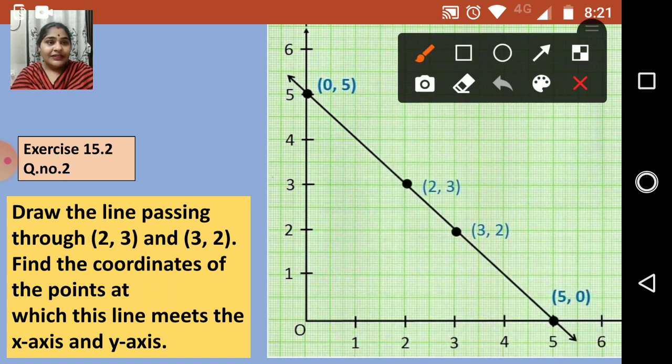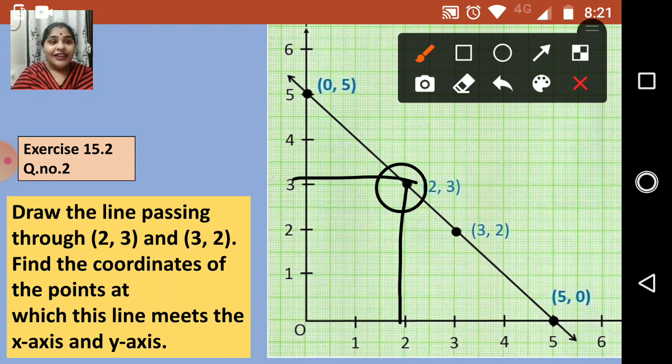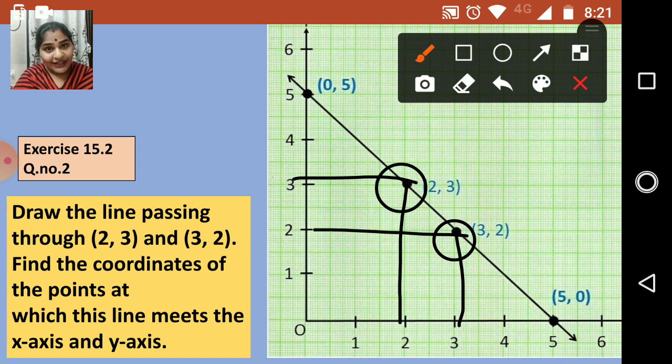Yeah. So this is your point 2, 3. If you see, it is 2 as x coordinate and 3 as y coordinate, right? And the next point is 3, 2. So that is 3 x coordinate and y coordinate is 2. So this way you have plotted your first 2 points on your graph.